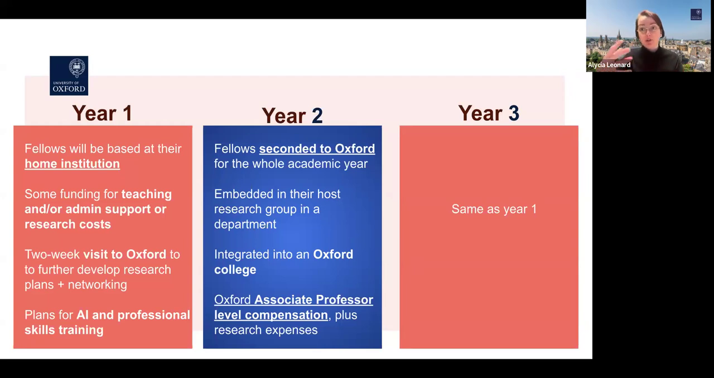So we work with you on a one-to-one basis to make sure you get connected to the people you want to be connected to. You figure out which courses you want to take throughout your time in the fellowship, that kind of thing. In the second year, you come to Oxford.